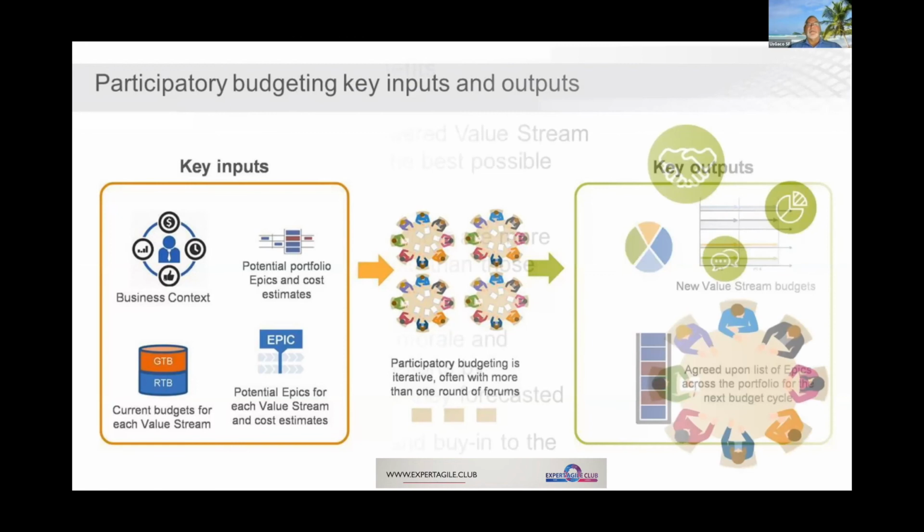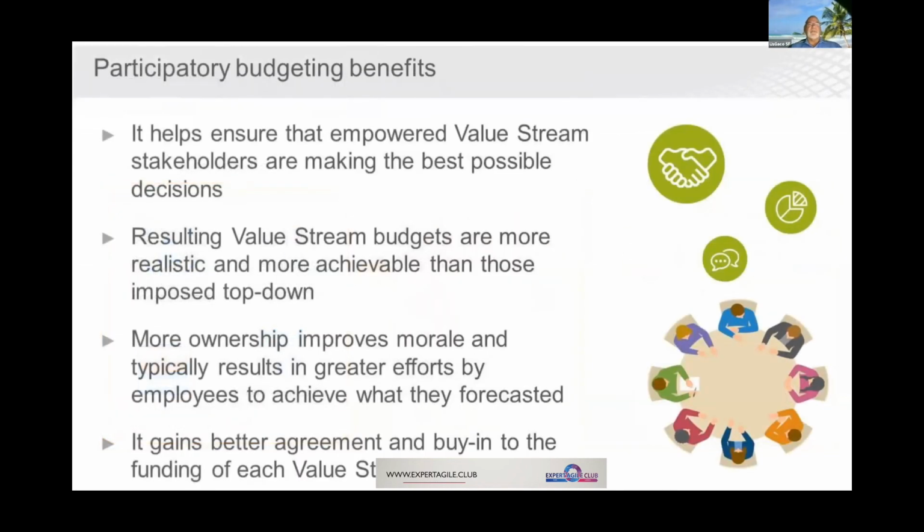So the participatory budgeting benefits: it helps ensure that empowered value stream stakeholders are making the best possible decisions. More ownership improves morale, and typically results in greater efforts by employees to achieve what they have forecasted. What you'll find is that people are willing to vote against their own idea if they see that a particular idea is actually more valuable to the business. And so you're going to see the team self-managing, empowering each other to identify the best things to build.